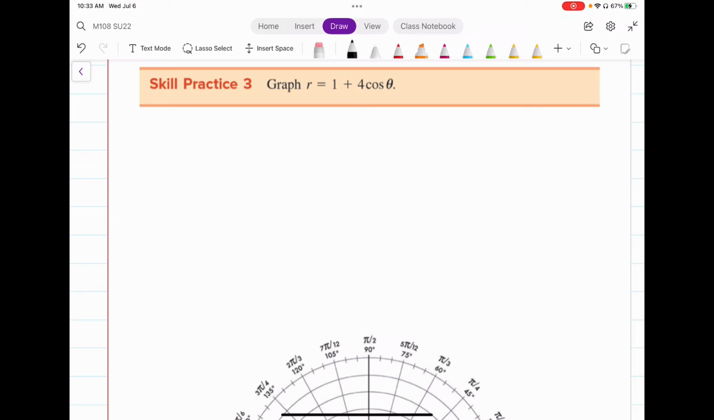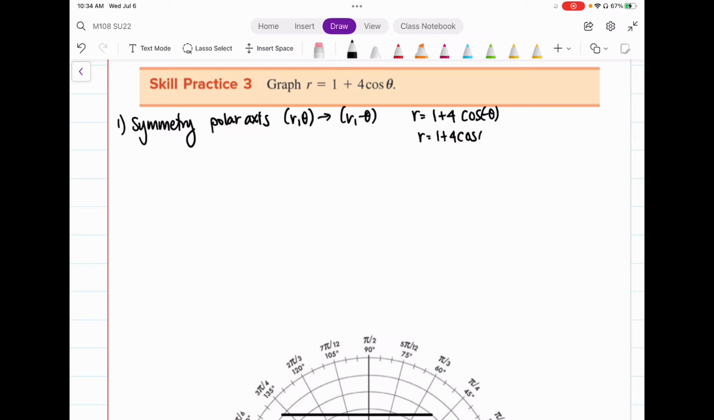So let's start out with our 3 different tests for symmetry. If I substitute in negative theta, I get r equals 1 plus 4 times the cosine of negative theta. And cosine is even, and so the cosine of the negative angle is the same thing as cosine of the angle. That's r equals 1 plus 4 cosine of theta. This means that we do have symmetry with respect to the polar axis. And that is the positive x-axis.